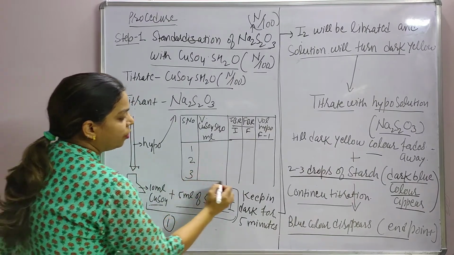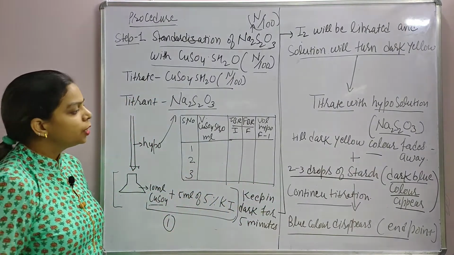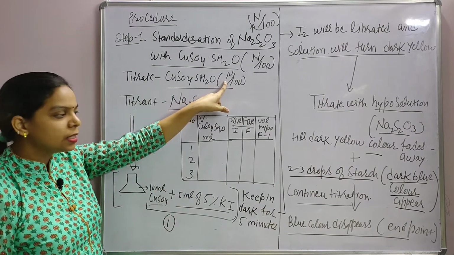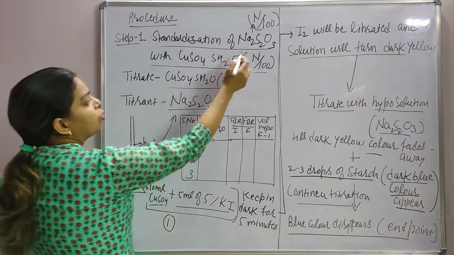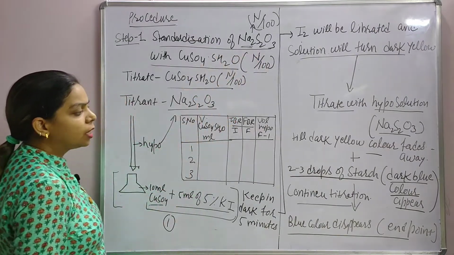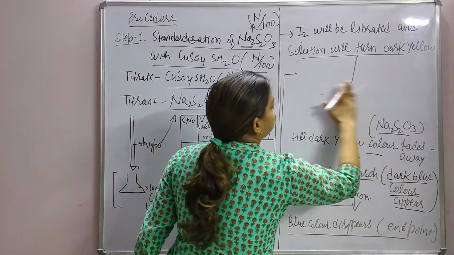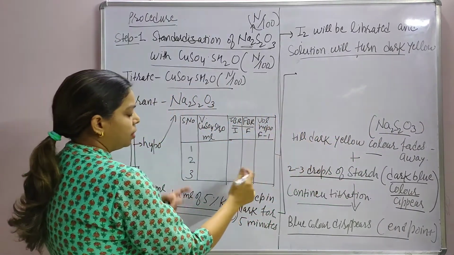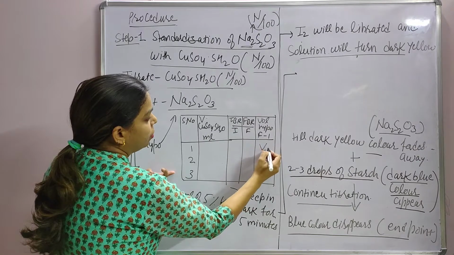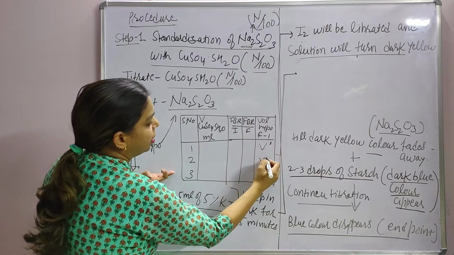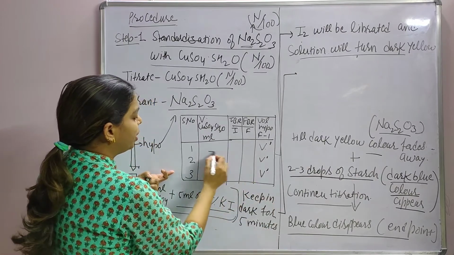Take 3 concordant readings, and from this you can apply the normality equation. The normality of the two solutions is given, and confirm the normality of this thiosulfate solution. From this table I do the calculations here. So let's say this is V dash, and V dash we are getting, right?